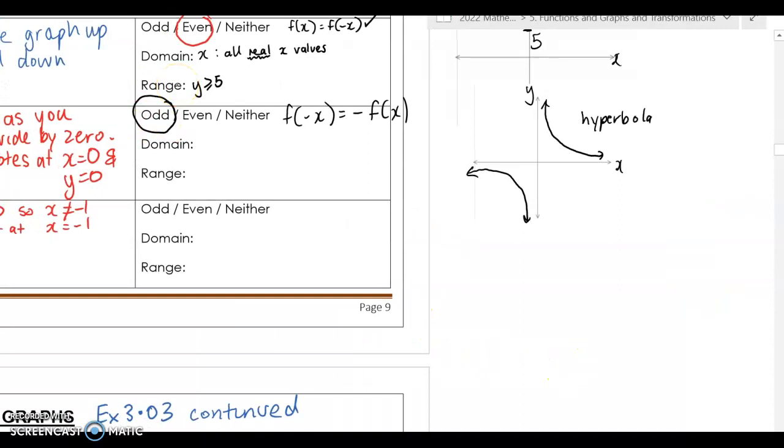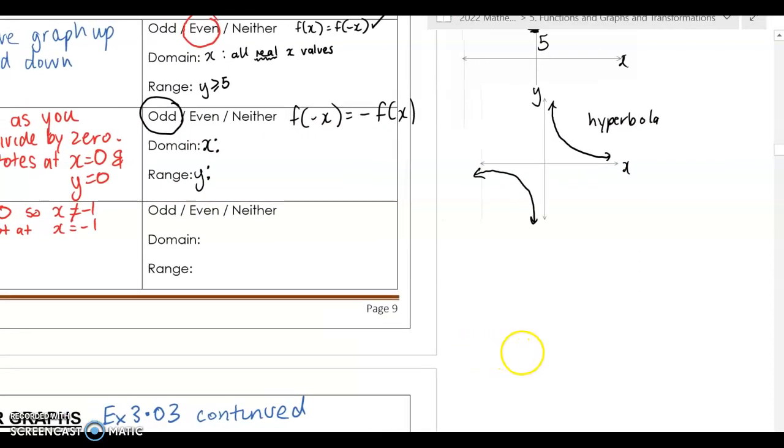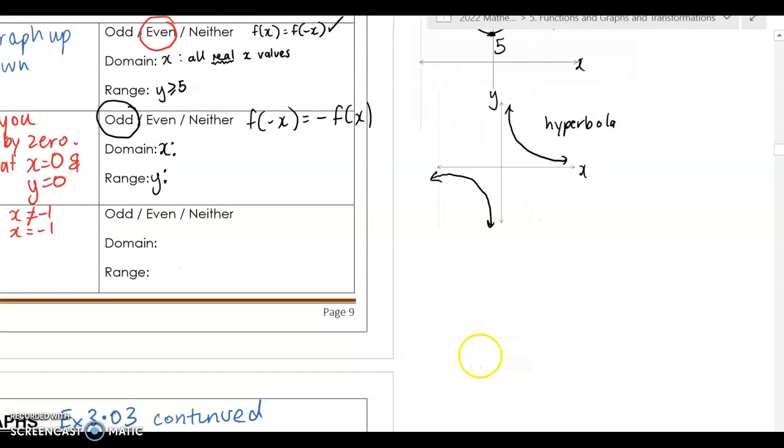Let's have a look at our domain and our range. Our domain are our x values, our range are our y values. So in our x values, we've already said that we can't have x equal to 0, but all our other x values are going to be fine. We can go up to infinity and down to minus infinity. So we can just say all x values or all real x values except x equal to 0, and the same would be the range.